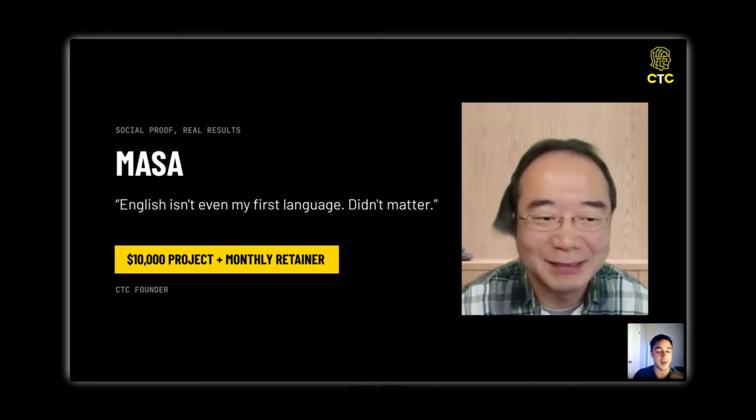Masa, very similar thing, a software engineer from Japan inside our startup accelerator, Code to CEO. English wasn't even his first language, but it did not matter. Closed a $10,000 project on a monthly retainer. Now he's doing consistent 20K months located in Japan.